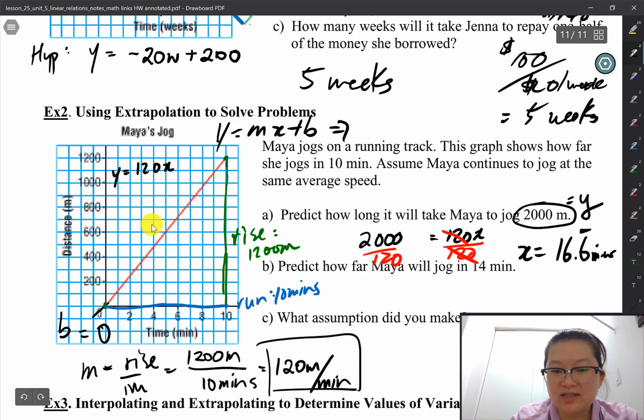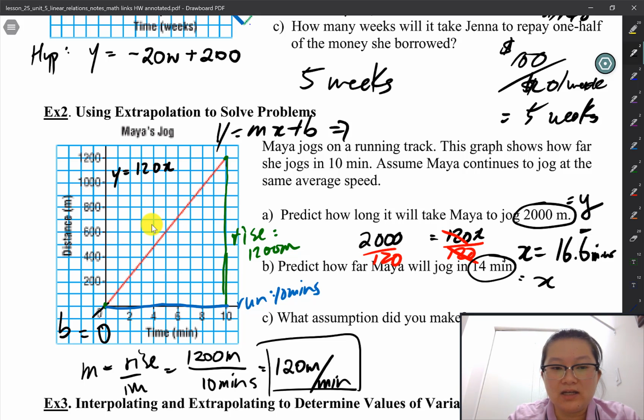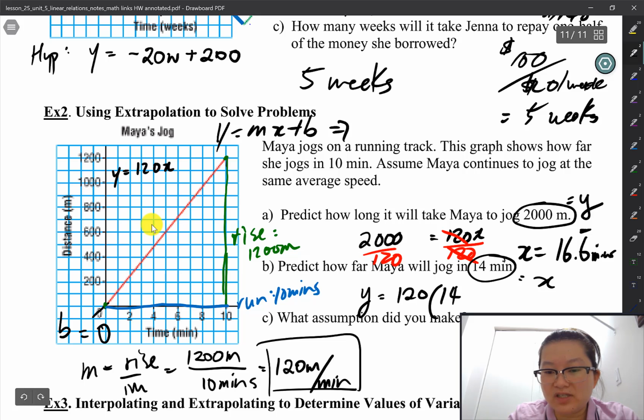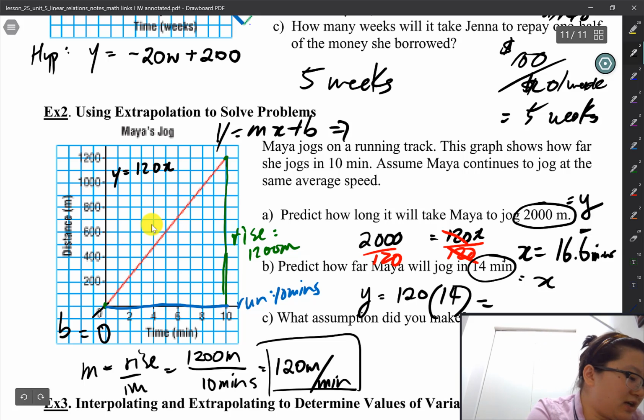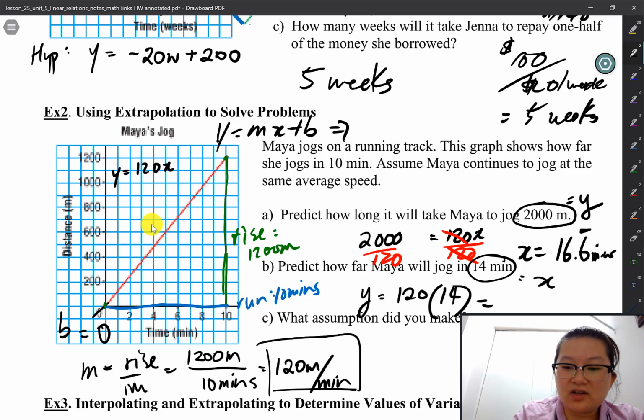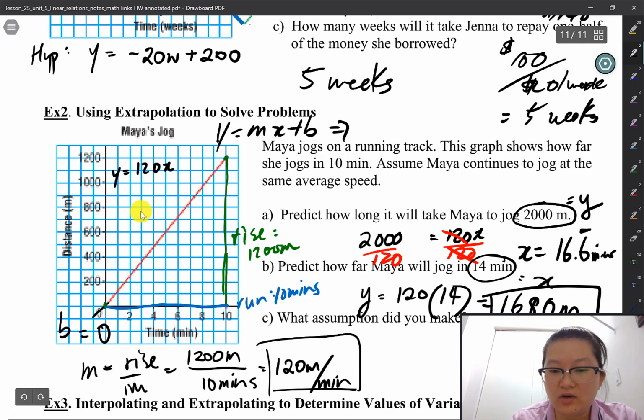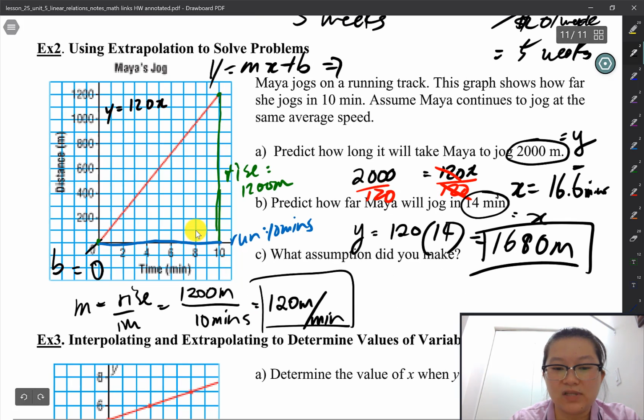Okay, next up we have predict how far Maya will jog in 14 minutes. So this is a value of time, and time is along our x-axis, which I'm going to substitute as x into my y equals mx equation. So y is equal to 120 times 14, in which I am going to get 1,680 meters. So notice once you have the equation, everything is so easy.